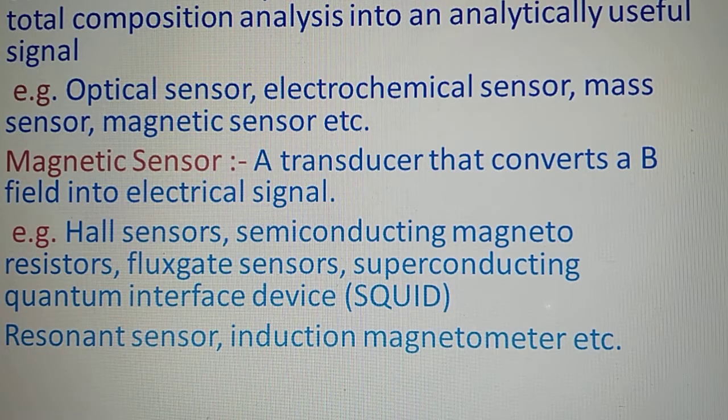And the next is the superconducting quantum interference device, called a SQUID, then the resonant sensor, induction magnetometer, etc. All these are examples of magnetic sensors.